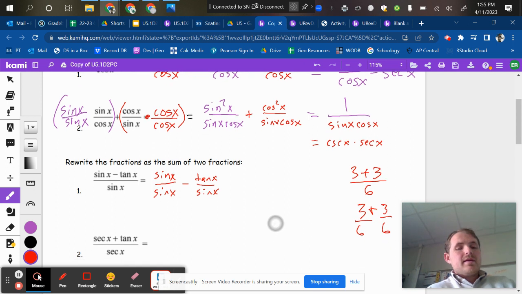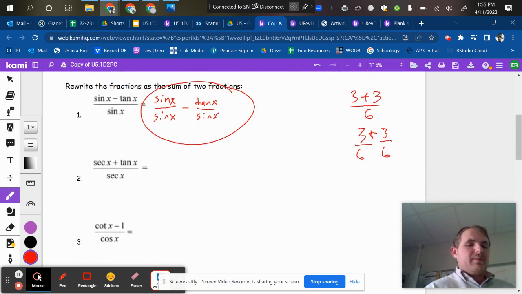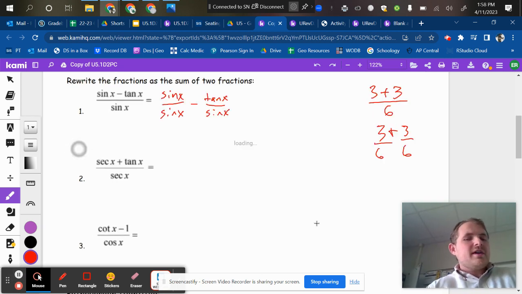Now, what I want you to try with your partners for a second is the same first step for number 2 and number 3, and then we'll come back together, trying to break apart number 2 and 3 in the same way. So I had a good question as I walked around.